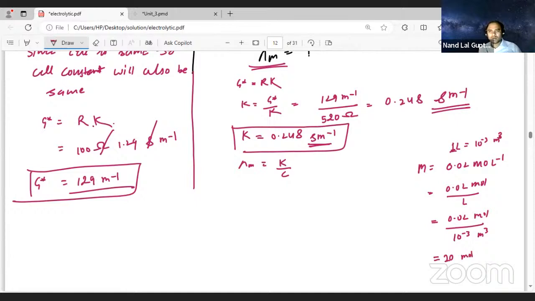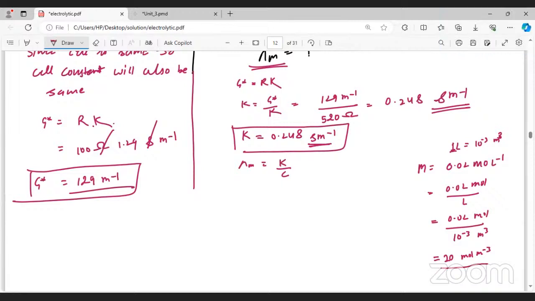Mole per meter cube, because 30 will go in the numerator, so 20 will cancel out this value and 10 will be left. So 20 mole per meter cube will come. Yes, sir, it will come only.